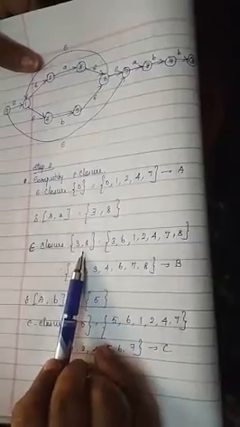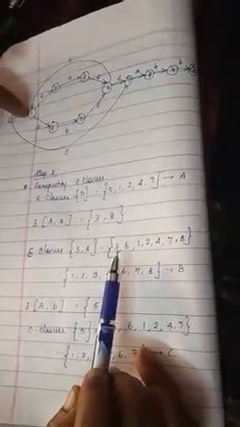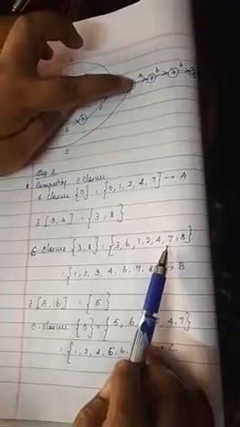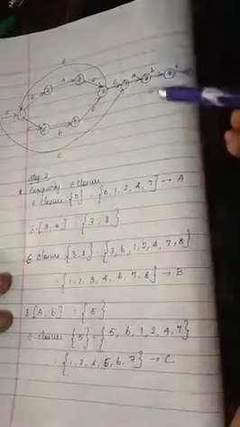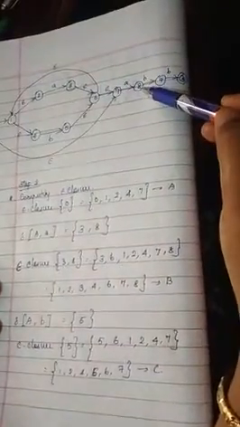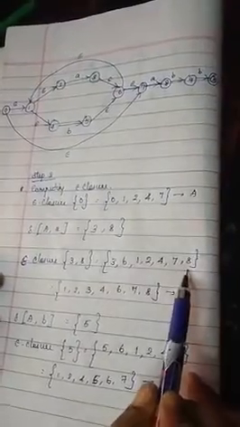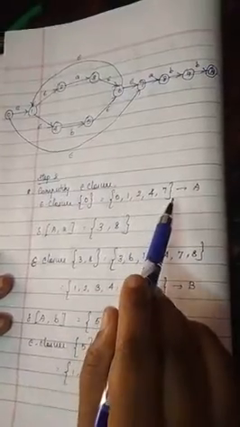So 3, 8. We have to compute the epsilon closure for 3, 8. For 3 it includes 3, 6, 1, 2, 4, and 6 to 7. For 8 we don't have any closure, but we add 8 since it is the starting state. So this is a new set which is different from A, and we named it B. Similarly, we have to calculate for input symbol b for the same set A.